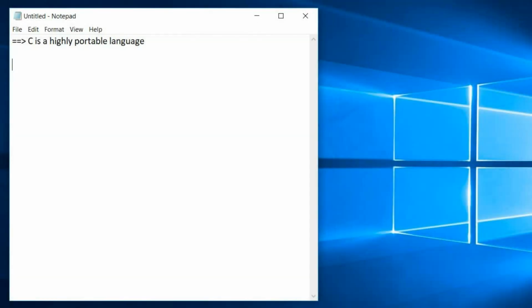Another feature of C language is that C is a highly portable language. It means that it can run on most devices with little or no modification in code.